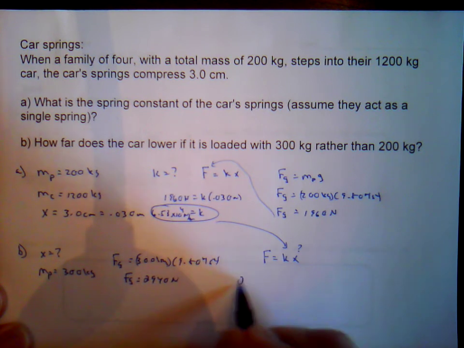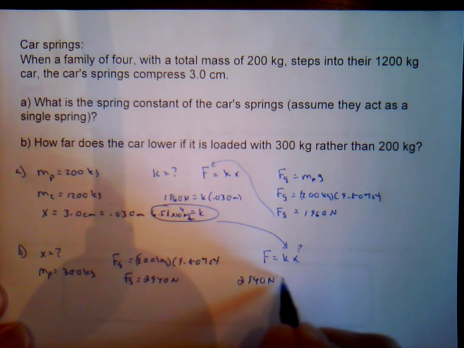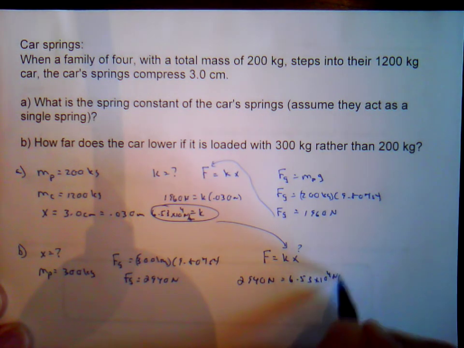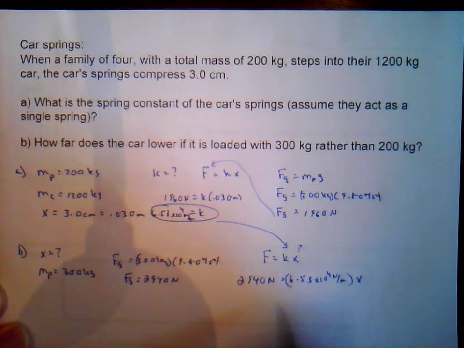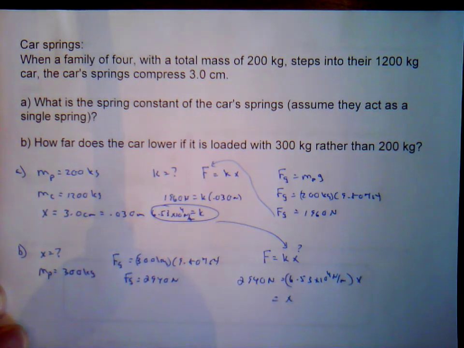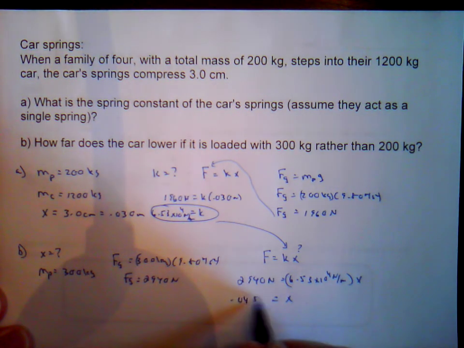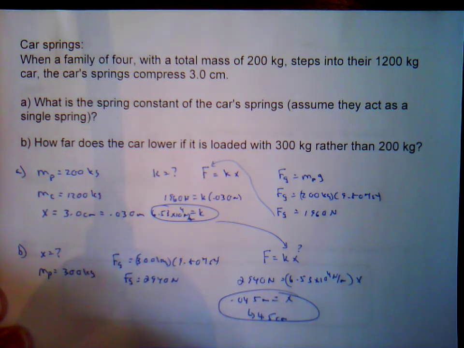So now this force is 2,940 newtons. K is 6.53 times 10 to the fourth newtons per meter. We want to determine that x. And to determine that x, we should get 0.045 meters or 4.5 centimeters. And it makes sense that if we put more mass in the car, more people, or more massive people, it would go a further distance.